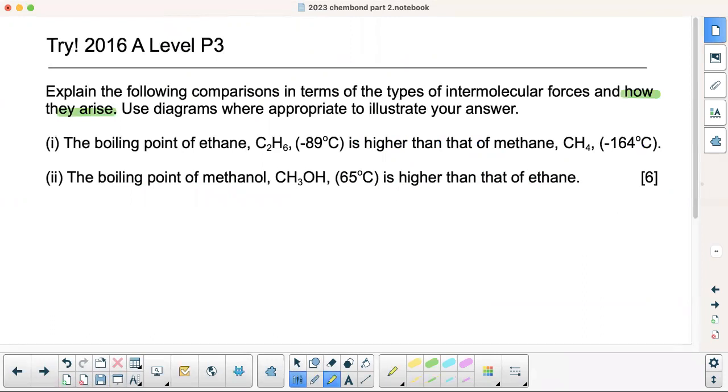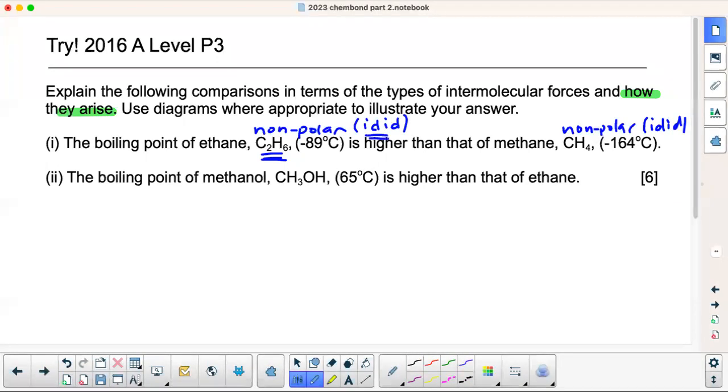Six marks, quite a lot. Let's take a look. The boiling point of ethane is higher than that of methane. If you understand the simple concept that these two are non-polar, we just go through the basic concept first. All hydrocarbons are non-polar, so both of them have ID-ID. Non-polar means they have ID-ID. ID-ID is dependent on the number of electrons, so the one with more electrons will have stronger ID-ID. Ethane has more electrons, so its ID-ID must be stronger than methane's, resulting in a higher boiling point.